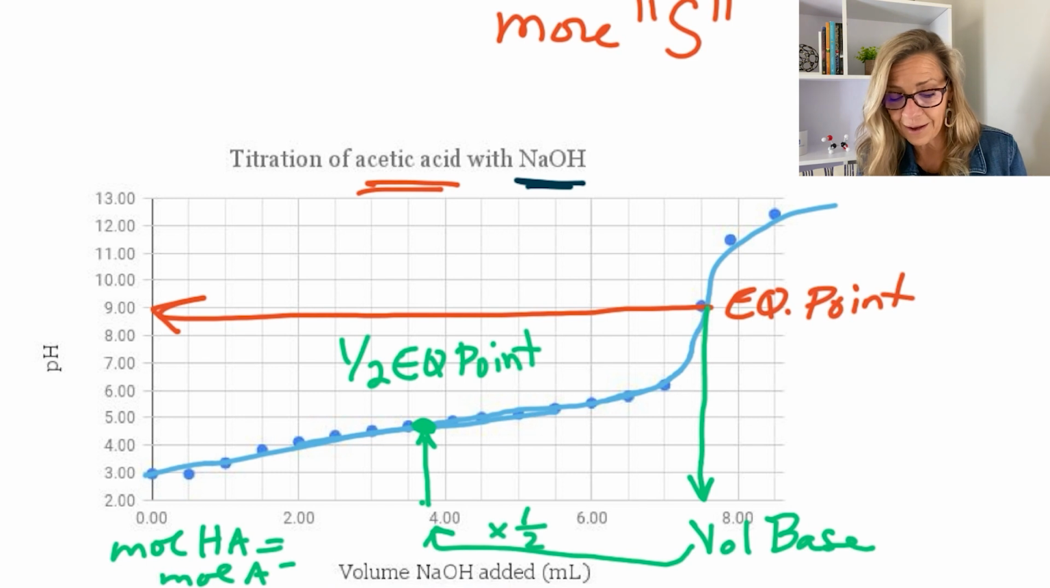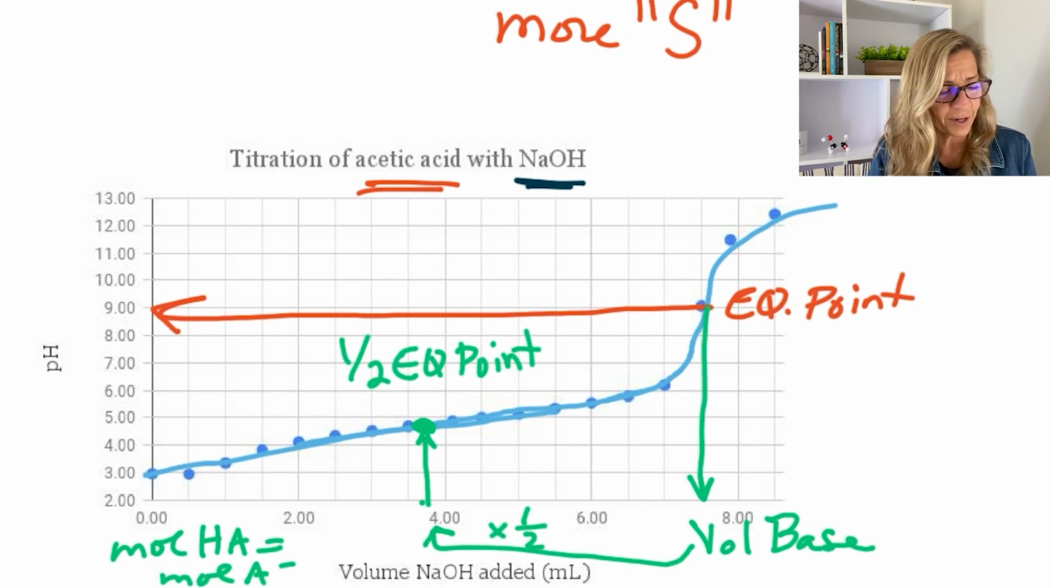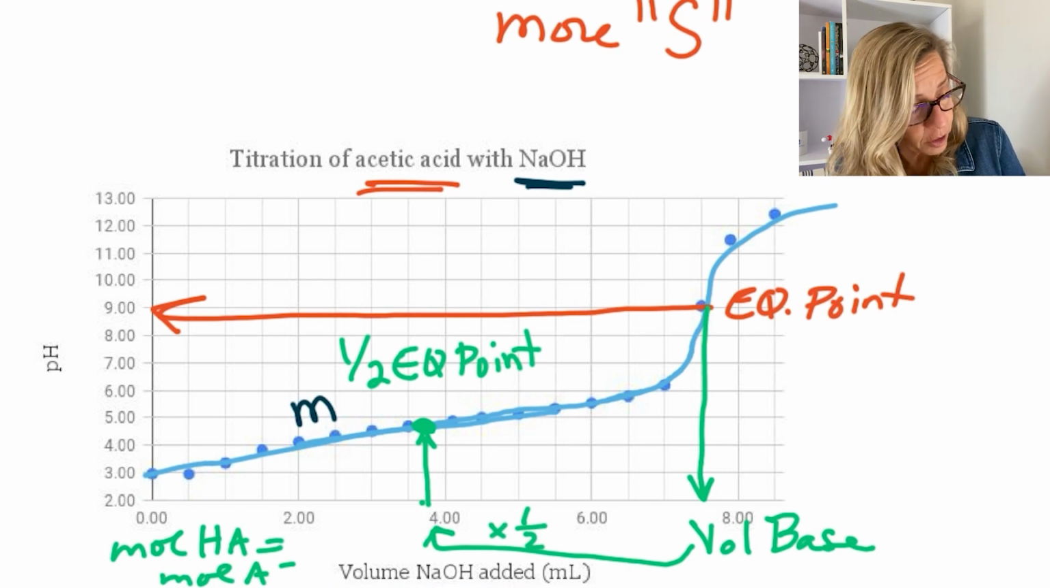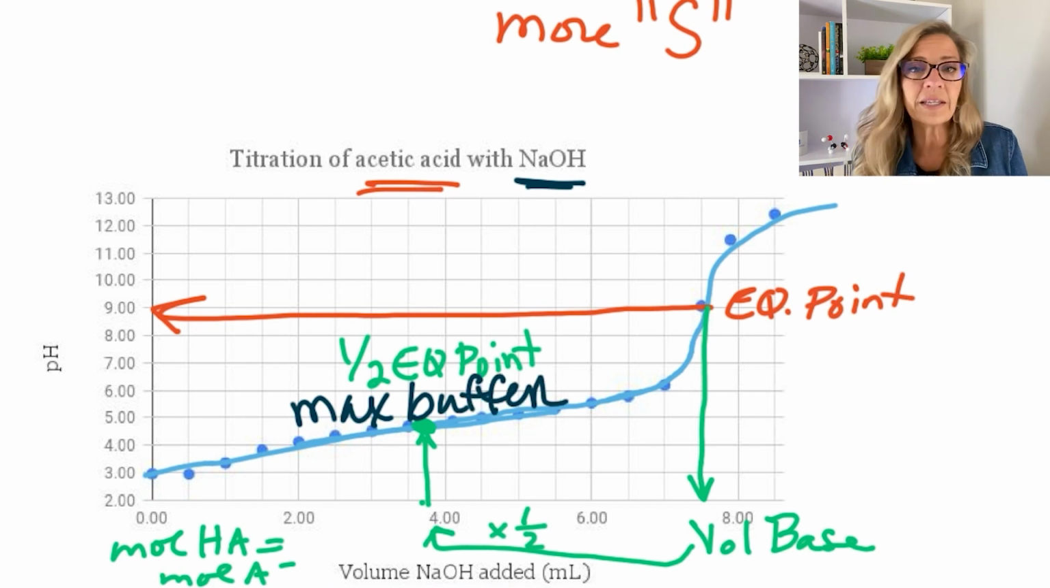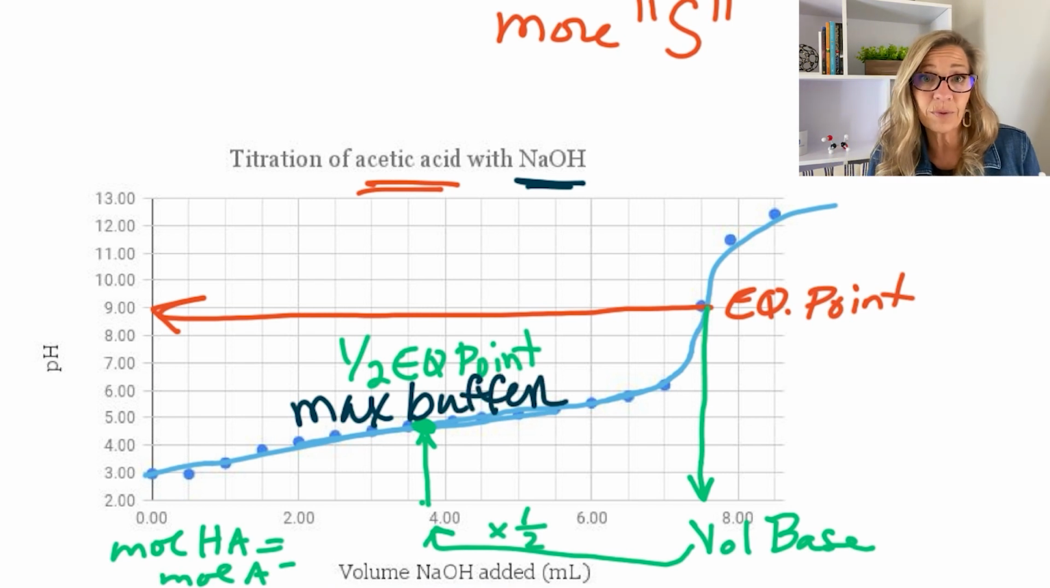Also, you're going to find out that this is also related to the pKa. So we'll get there in a minute. Maybe you can figure that out. So this is where we have the maximum buffering. I'm going to just write that out. At this point, we have the maximum buffer because what's in there? We've got weak acid, and then we've got conjugate base. So this is the maximum buffering.